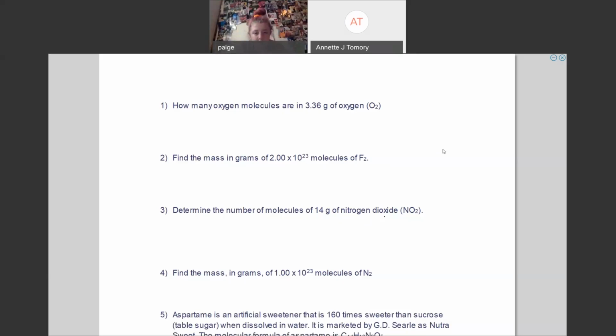Okay, so as I'm looking at this... All right, so how many oxygen molecules? You see the word molecules. What number do you use whenever you see atoms, ions, molecules, or formula units?